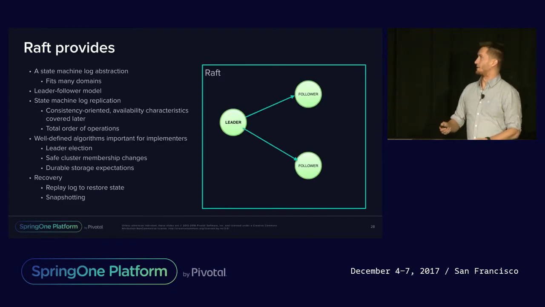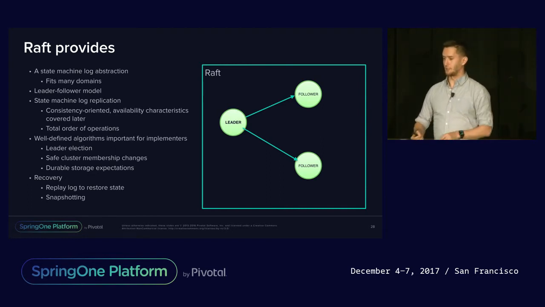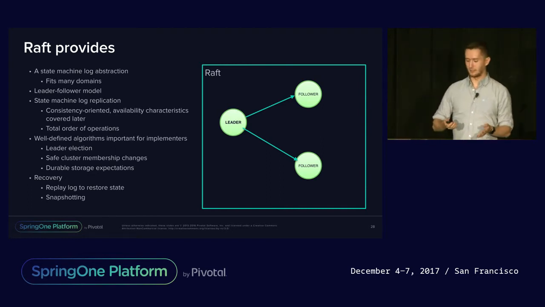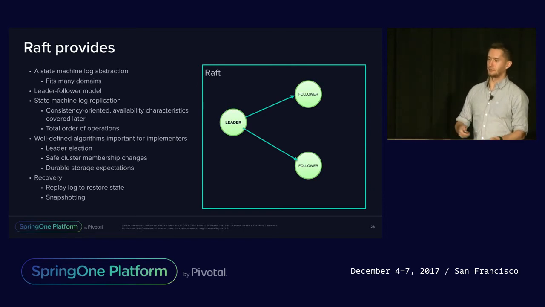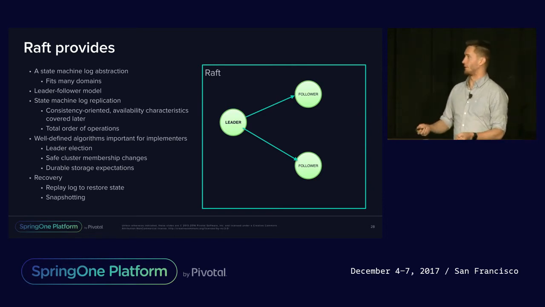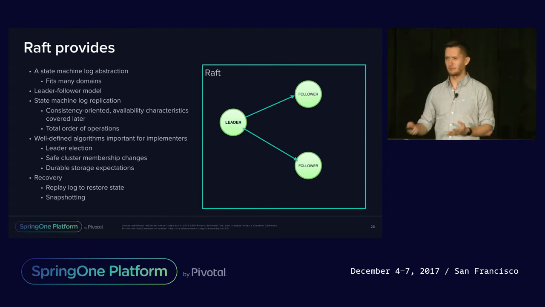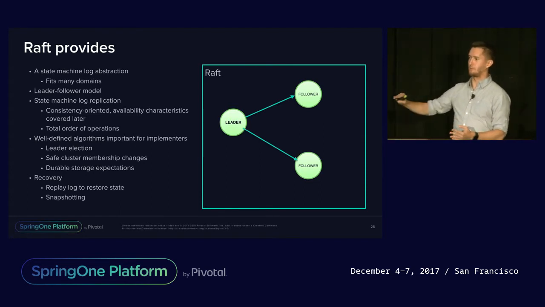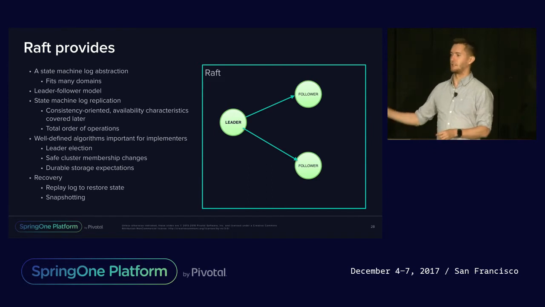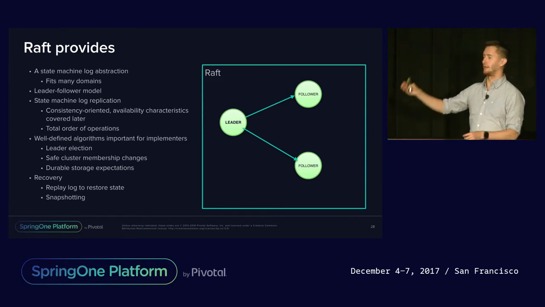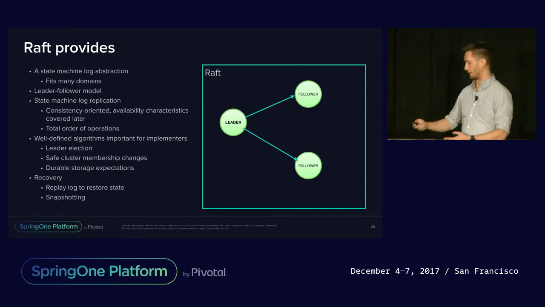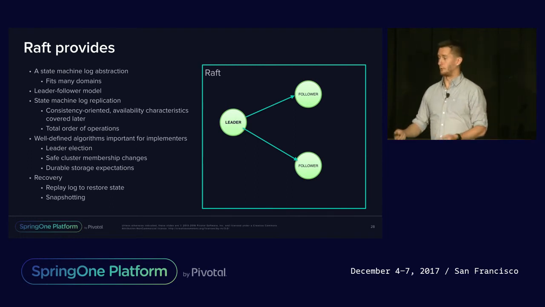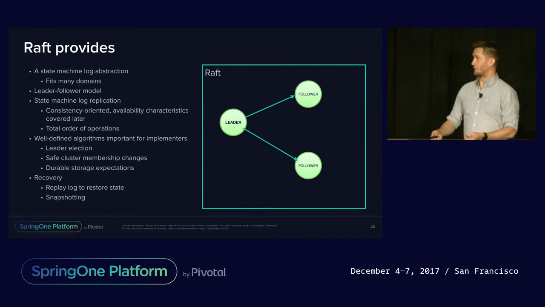So Raft is built around an abstraction of a state machine transitions log, right? It's something that you typically find in data stores and so on, but it actually can be applied to a variety of domains. So your web app probably doesn't work like this, but it could. You have an initial state, something happens, the state machine transitions, something else happens, it transitions again, and you have your final state, or at least the point in time state. So it fits many domains.